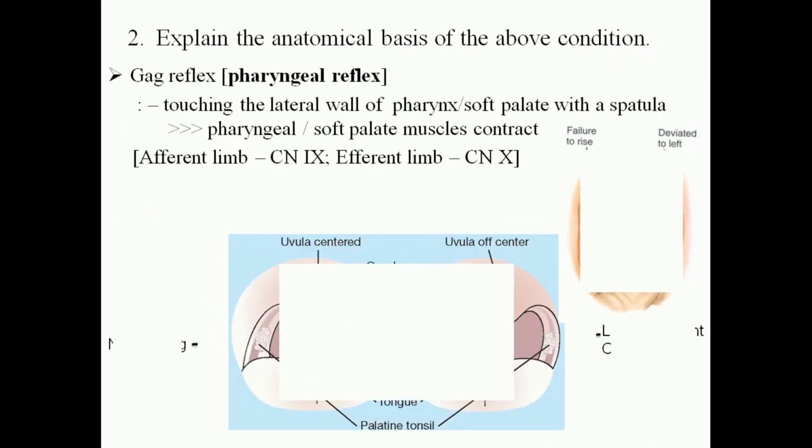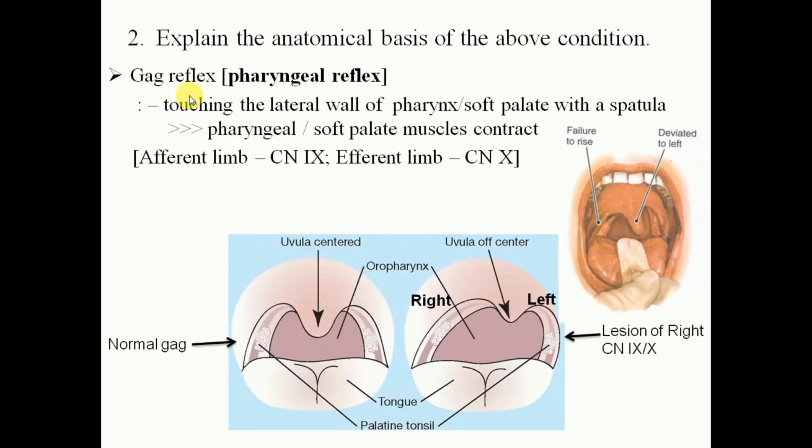So for this, first of all, we will understand what is gag reflex, also known as pharyngeal reflex. In this reflex, the physician touches the lateral wall of pharynx or soft palate with a spatula as an instrument, and in response to that, there is a contraction of the muscles of pharynx and soft palate. So there are two components. One is afferent, that is sensory, and other is efferent, that is motor.